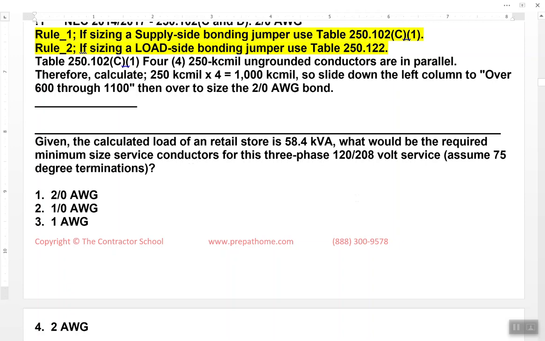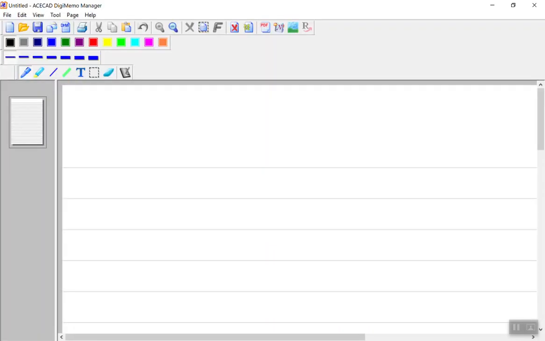How about I write it in my notes? If I write it in my notes, maybe you'll write it in your notes. That's kind of how it goes. So to size the supply, I'm going to put that in caps, the supply side bonding jumper, we want to use Table 250.102(C)(1).